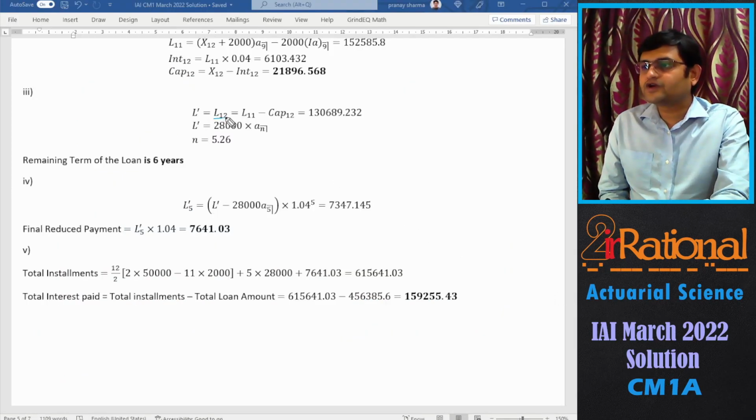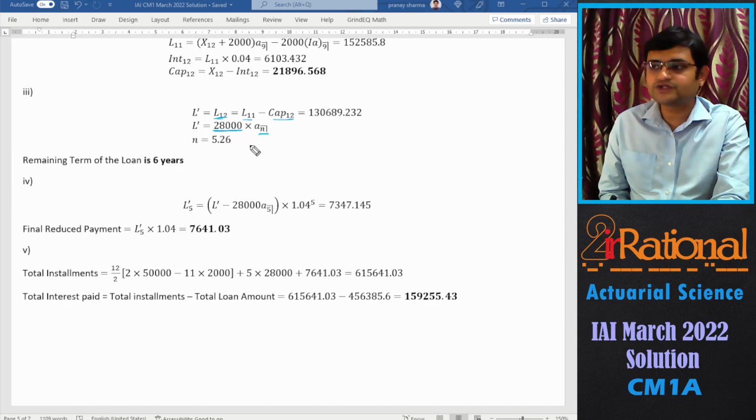So the loan after the 12th repayment is going to be the loan after 11 minus the capital that was repaid in the 12th installment. Now that is supposed to be paid off by level installments of this 28,000 for the rest of the n years. We have to figure out those n years. So n becomes 5.26. So the loan remaining term is 6 years.